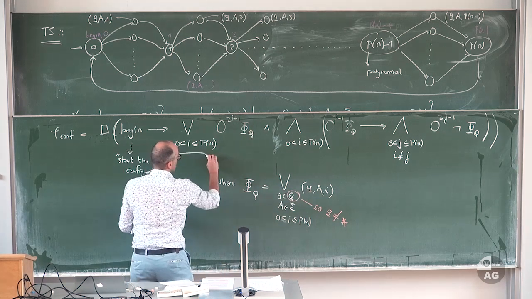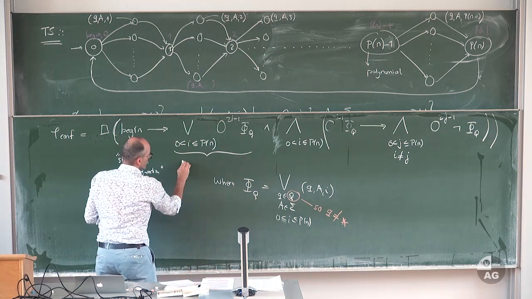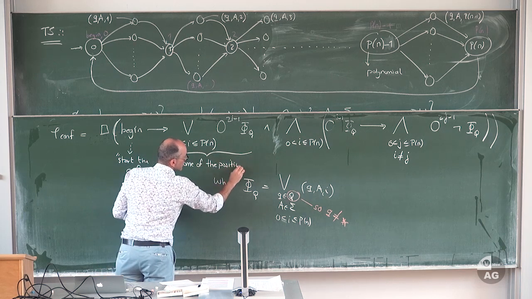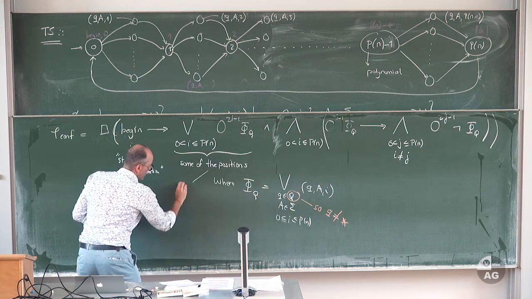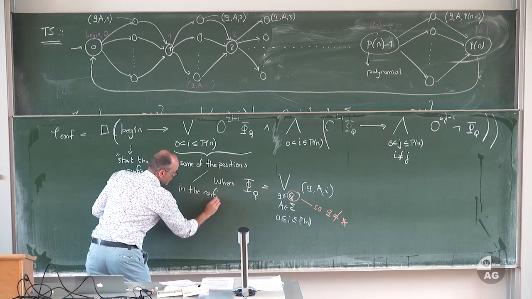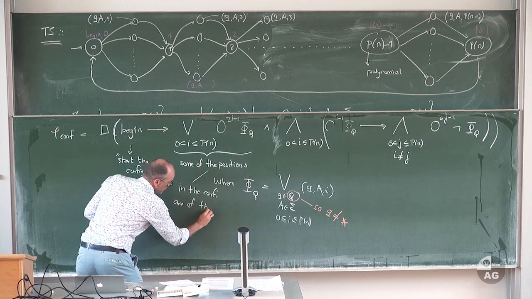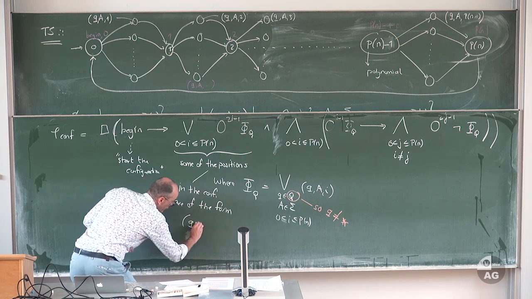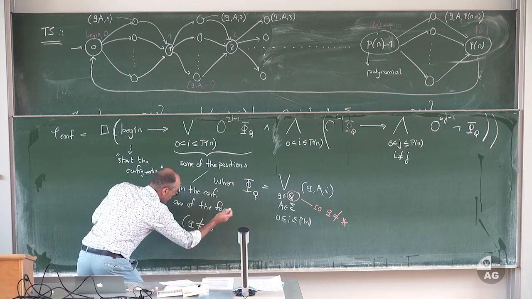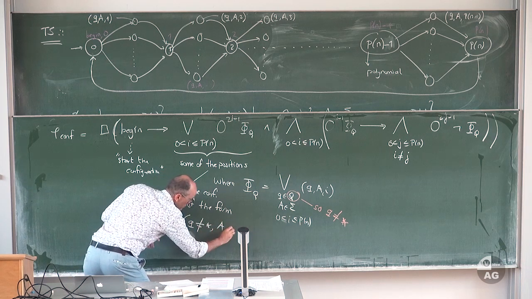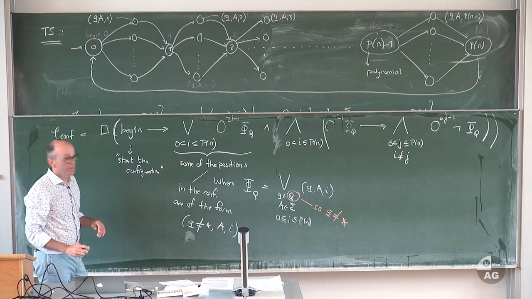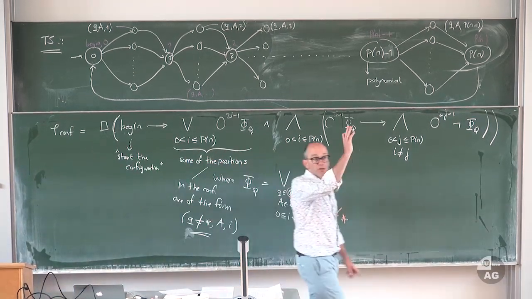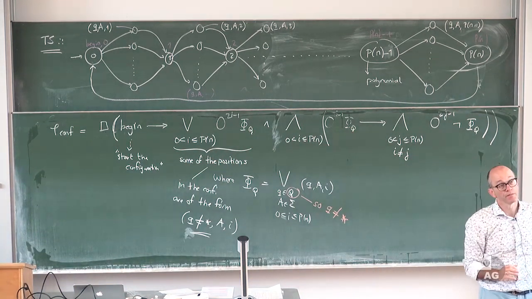So this tells you, basically, some of the positions in the configuration are of the form q, different from star, some symbol a, and some position i. What is important is this: at least along this path there is at least one position where there is not a star.